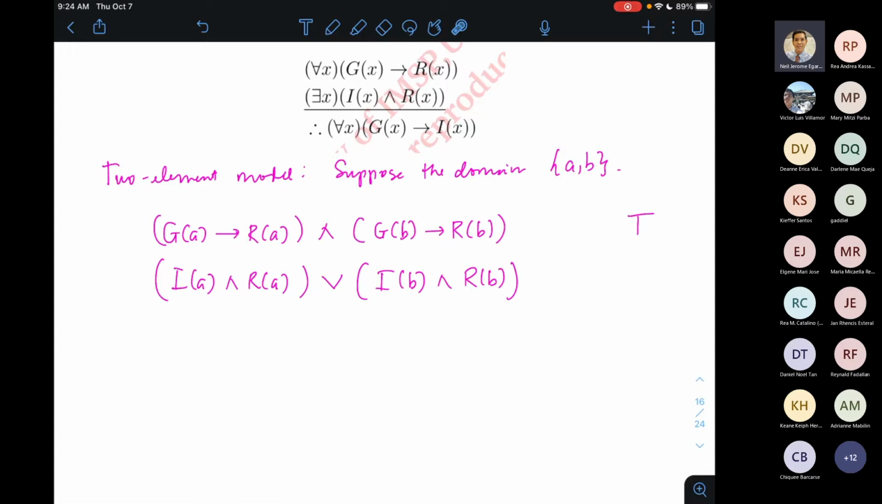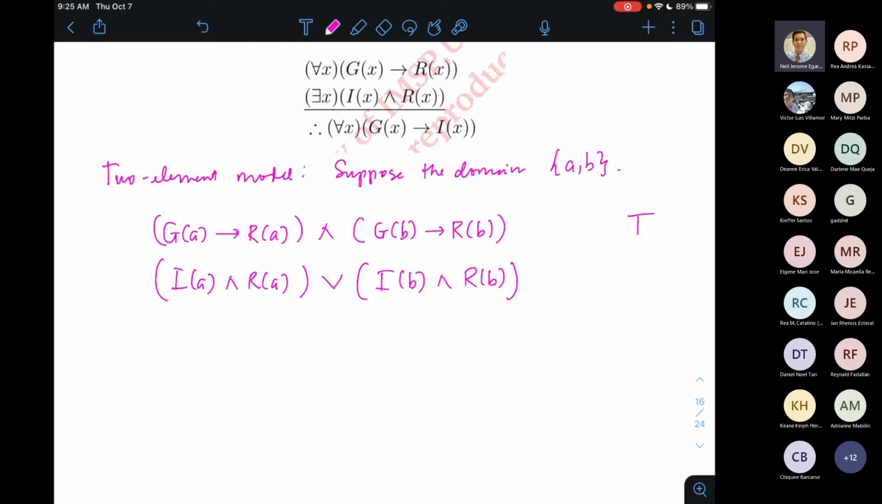Now, if you have an existential quantifier and you want to specify it to all elements of the domain, well, you can do so, but the connective should be an or. Kasi hindi tayo sure kung kanino siya nag-hold. Hindi tayo sure kung nag-hold siya sa lahat. Sigurado lang tayo nag-hold siya sa at least isa. Right? Kaya or yung ginagamit dito.